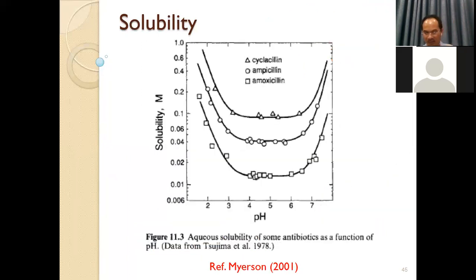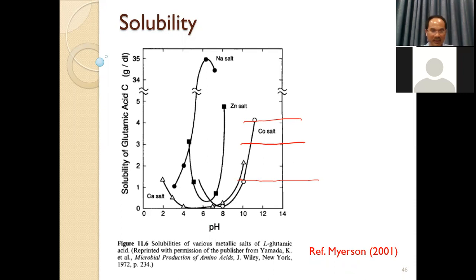The next example is the solubility of compounds like amoxicillin. It's also the pH effect, and this is the isoelectric point. At the minimum solubility, you can operate the crystallization or precipitation. In this case, you can operate by adjusting pH. This is the solubility of glutamic acid changing with pH.